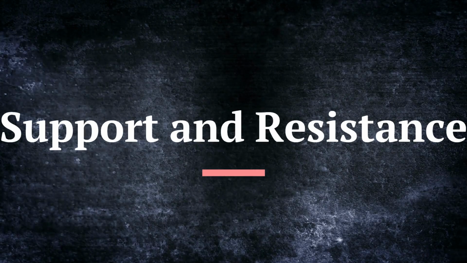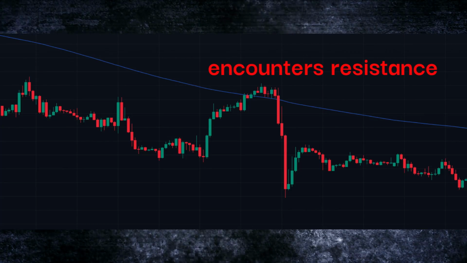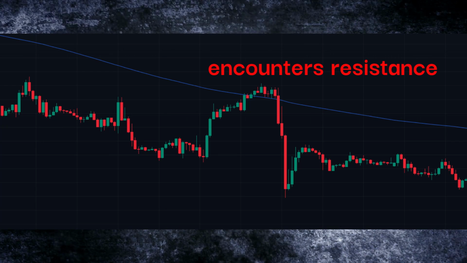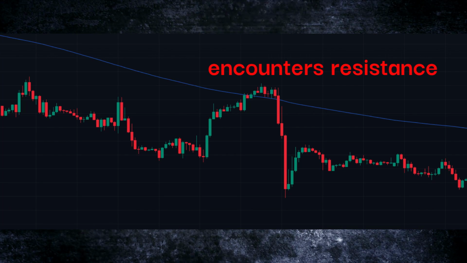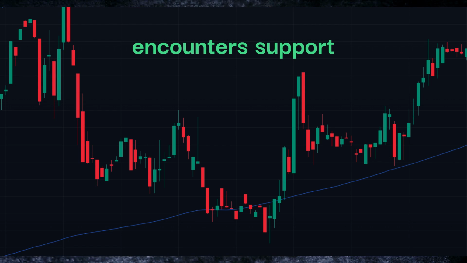Moving averages can also be used to identify areas of potential support and resistance. When the price of the stock is approaching a moving average line, it may encounter resistance as it tries to break through the line. Similarly, when the price is falling towards a moving average line, it may encounter support as it tries to bounce off the line.